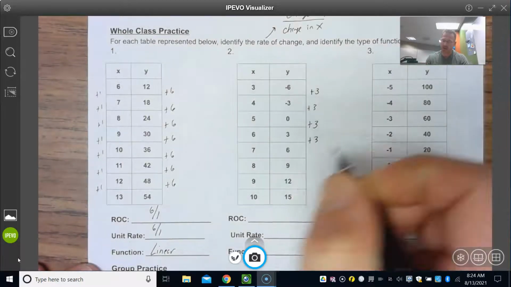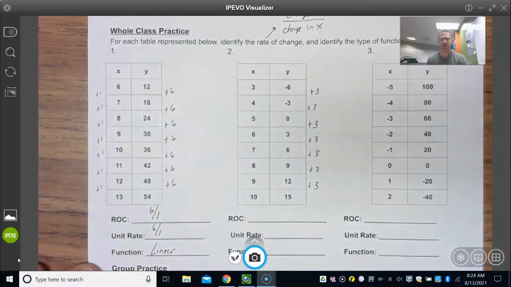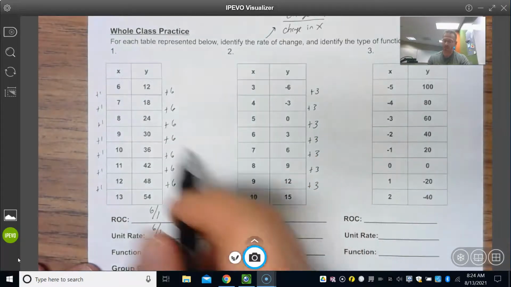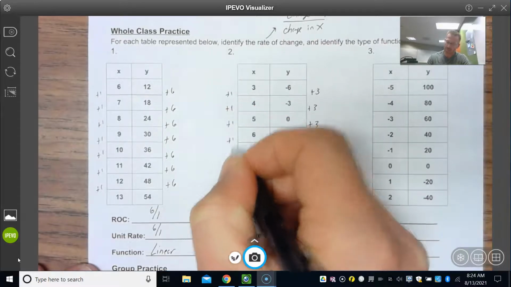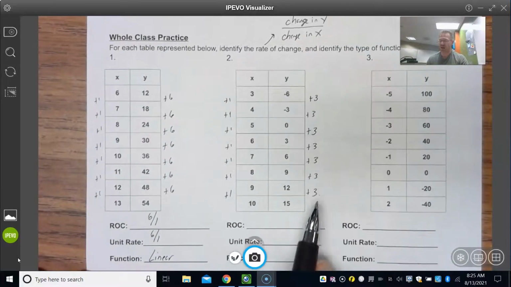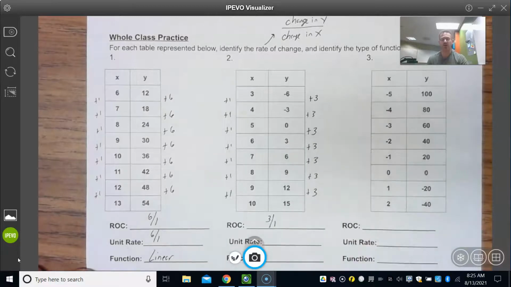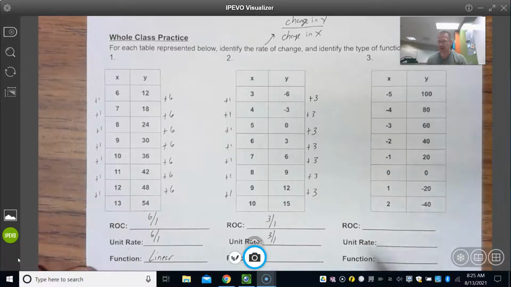All right, and notice if I continue that pattern, it goes up by 3 every time. And then I jump over here to my x's. And once again, much like number 1, all of our x's go up by 1. So once again, when we look at our rate of change, it's the change in y to the change in x, and that's 3 to 1. So once again, this happens to be the same as our unit rate. And once again, it's constant the entire time. So this is in fact linear.